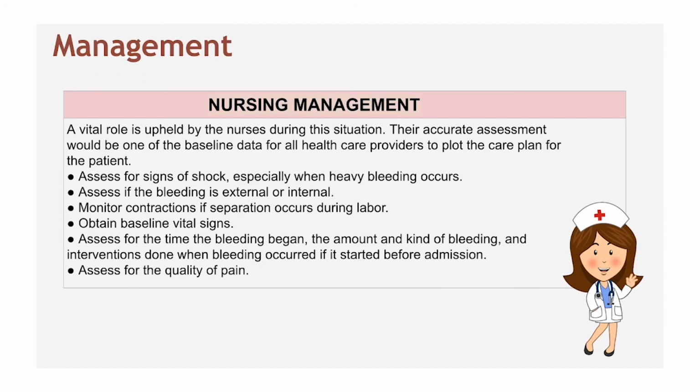We have to monitor contractions if separation occurs during labor. We have to obtain baseline vital signs for comparison. We have to assess for the time the bleeding began, the amount and kind of bleeding, the interventions done when bleeding occurred if it started before admission. And lastly, we also have to assess for the quality of pain.